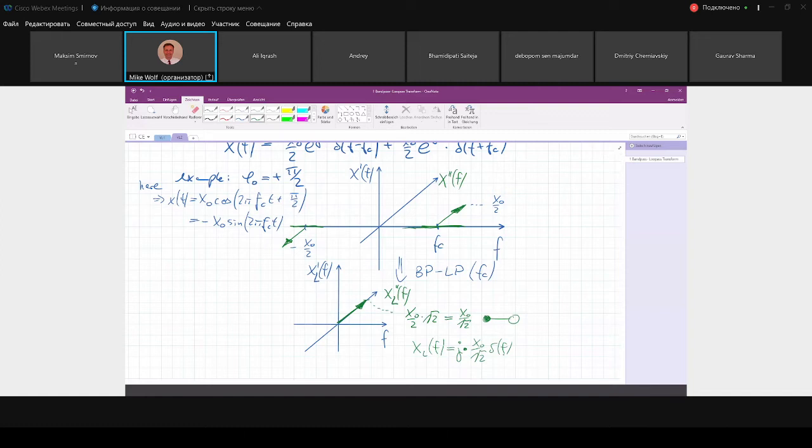And what is it in the time domain? A direct delta pulse is a constant, so the time domain signal x_L of t is just j times x naught by square root of 2. So the time domain signal is a constant. And what we see is basically the envelope of the original high frequency signal x of t. So if we draw a figure for this example, how does it look like?